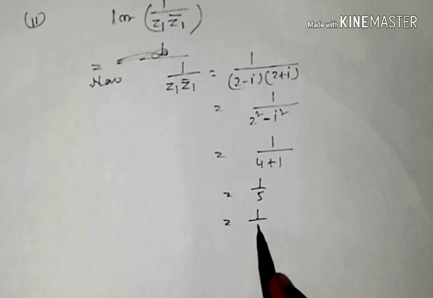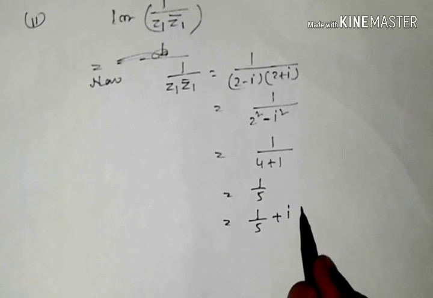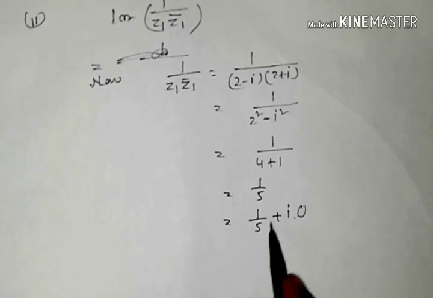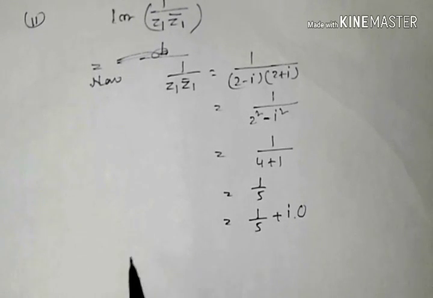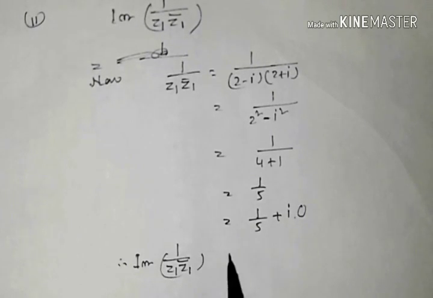We can write it in the a plus ib form as 1 by 5 plus i0. Therefore, what is the imaginary part? The imaginary part is 0. Therefore, the imaginary part of 1 by z1 bar is 0. This is the problem.